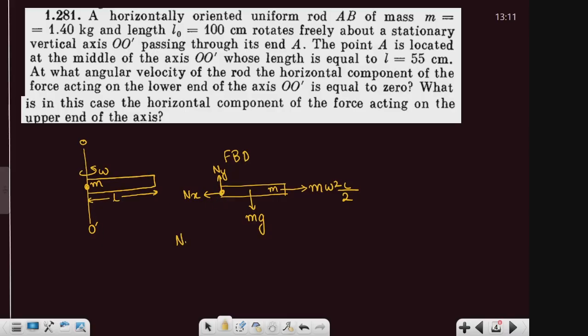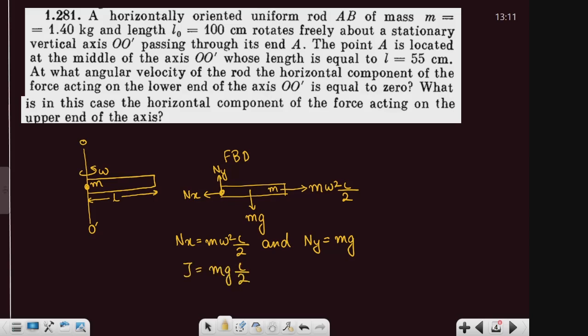So I can simply write nx is equal to m omega square L by 2 and ny, the normal reaction force in the y component, is equal to mg. Now, what is the torque through this point? The torque through this point is nothing but mg into L by 2.